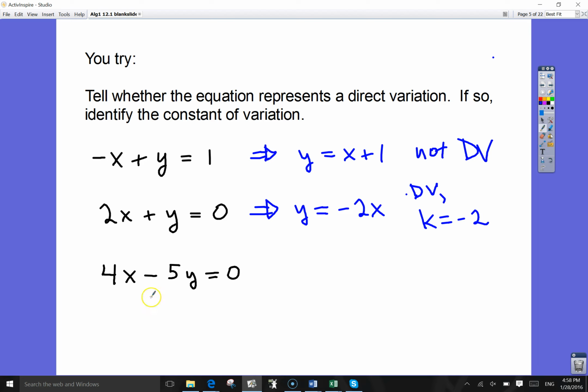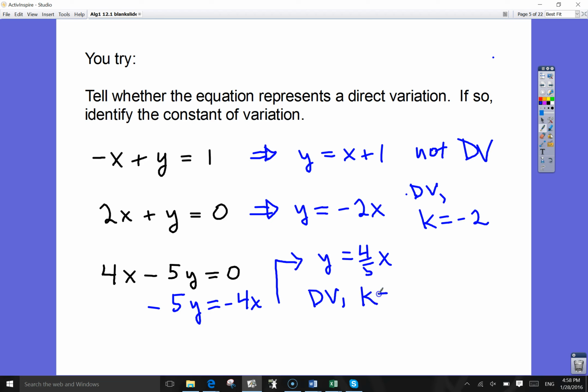Okay, this one I could take a couple steps, right? That'll be negative 5y equals negative 4x, which means y equals positive 4/5 x. Again, because you don't see a constant term after the x term, that means b equals 0. So this is, again, a DV, direct variation, k equals 4/5.